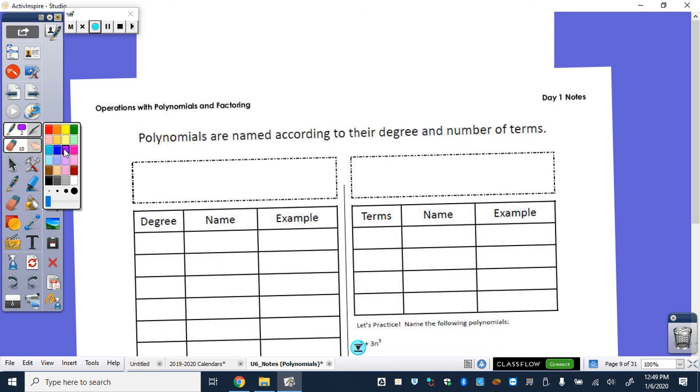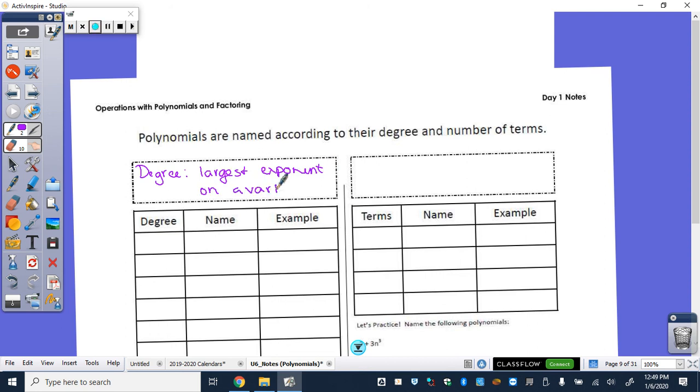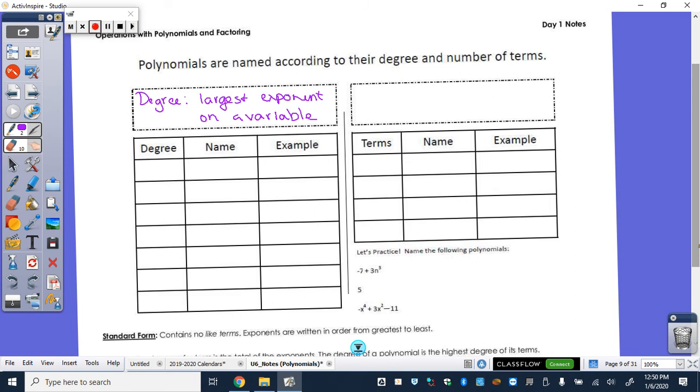So we have two different ways that we can categorize our polynomials. The first one is by what we refer to as the degree. The degree is the largest exponent on a variable. Now, some degrees have special names. Once you get to a certain point, they no longer have special names. The ones that we need to know are a degree of 0, 1, 2, 3, 4, 5, and then everything beyond that. So 6 plus, those don't have special names anymore.